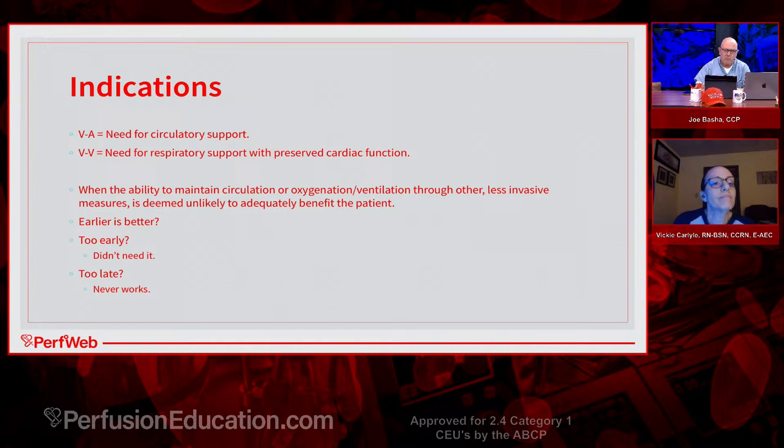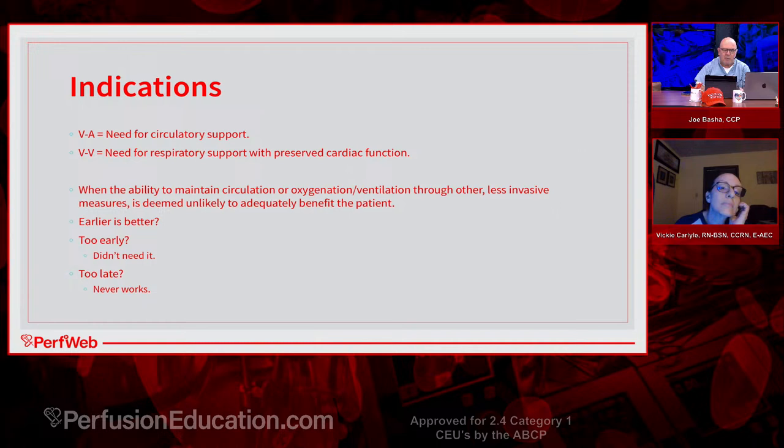So let's take a moment, if we can, and talk about the indications for ECMO. You have VA ECMO, which is when you have a need for circulatory support, and you have VV ECMO, or veno-venous, when you have a need for respiratory support only because you have preserved cardiac function. That's really the distinction, because you can use VA ECMO for respiratory failure, but you cannot use VV ECMO for circulatory failure. So VA ECMO is when you need circulatory and/or circulatory slash pulmonary support, VV ECMO when you only need respiratory support.